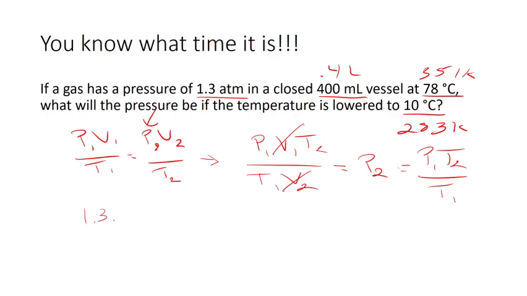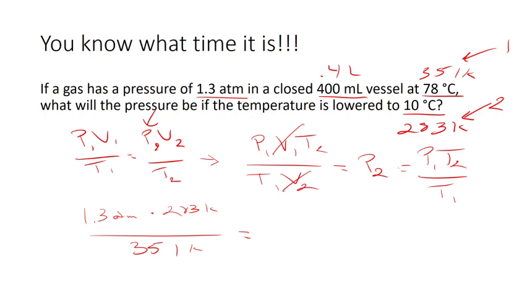We put in some numbers. Our initial pressure, 1.3 atmospheres. Temperature 2, the temperature we are moving to, 283 Kelvin. Our initial temperature, 351 Kelvin. And we're going to get a new pressure, which, if we think about our laws, we're going from a higher temperature, this is our starting, to a lower temperature ending.